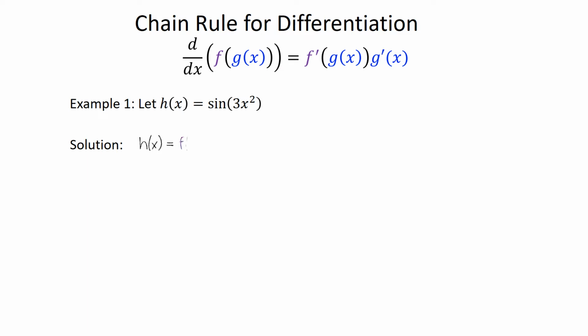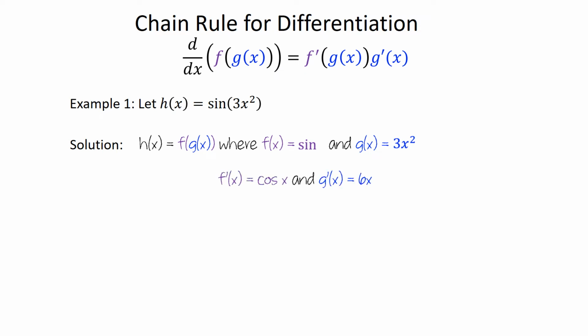We want to write h of x as a composition of f and g. The outside function, f, is sine of x, and g, the argument, is 3x squared. The next step is to compute the derivatives of the outside function and the argument. Here, the derivative of f is cosine of x, and using the power rule, the derivative of g is 6x. To use the chain rule, we need to take the derivative of the outside function, plug in the argument, and multiply by the derivative of the argument. So the derivative of sine is cosine, plug in the argument, and then multiply by the derivative of the argument.